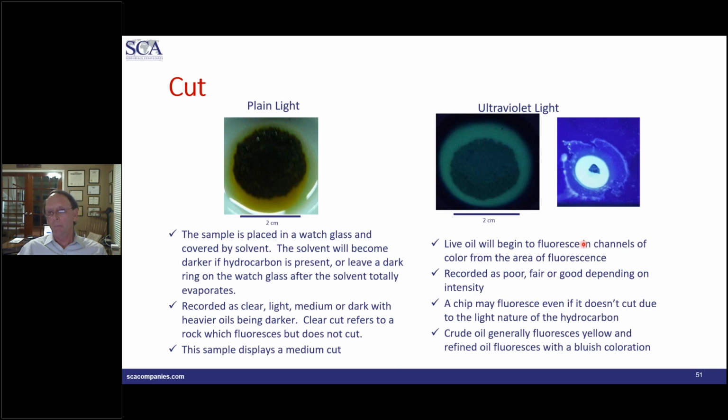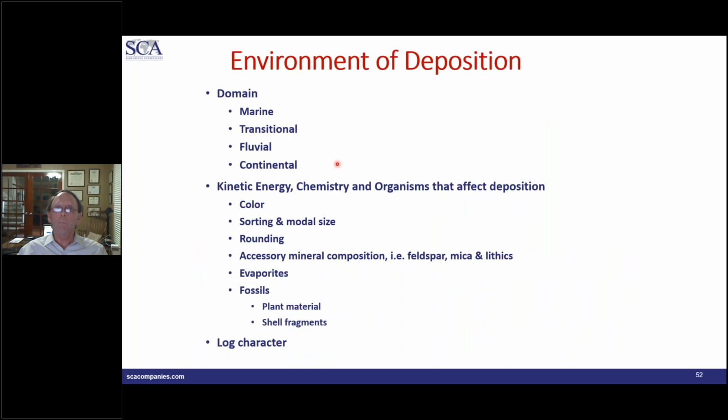The other thing to remember and how we identify crude oil is that crude oil generally fluoresces a yellow color, and refined oil fluoresces with a bluish color. So this is a good example of a crude oil in terms of color. It's not a refined oil, but that's how you can generally tell between crude oil and refined oils and oil-based muds.